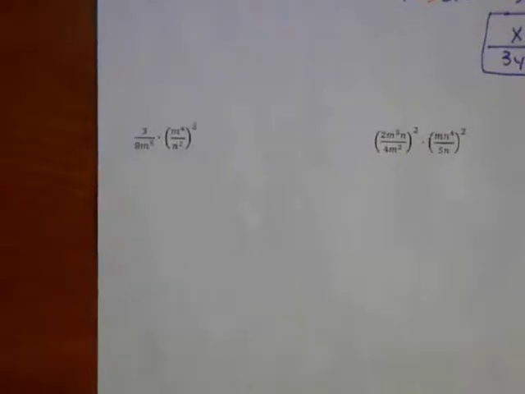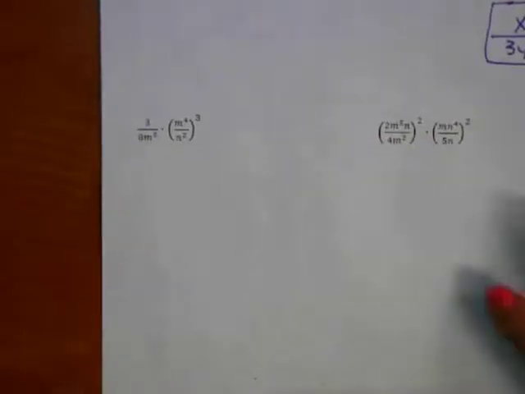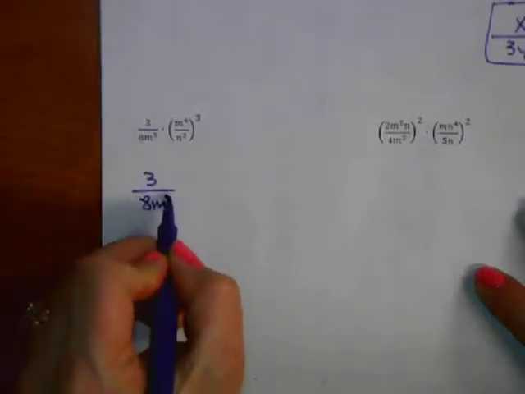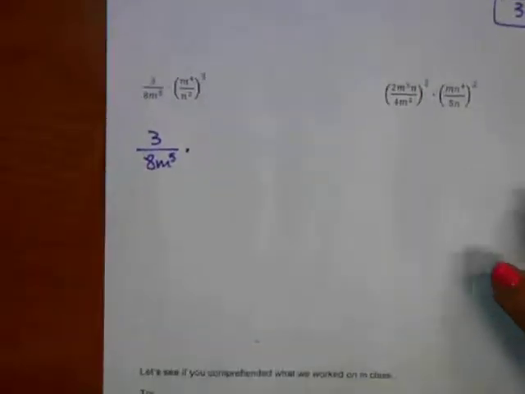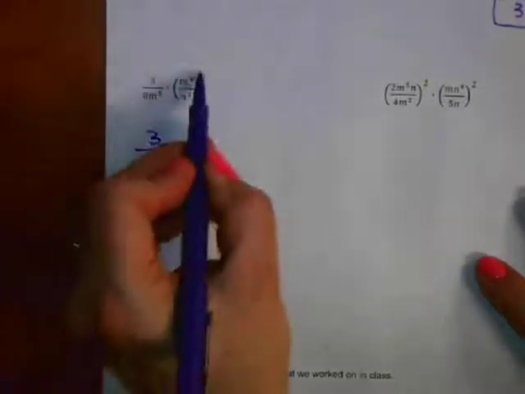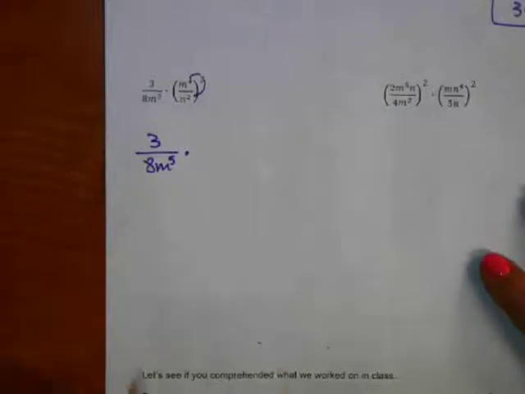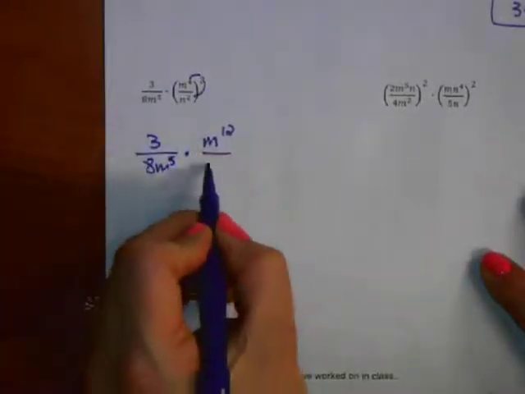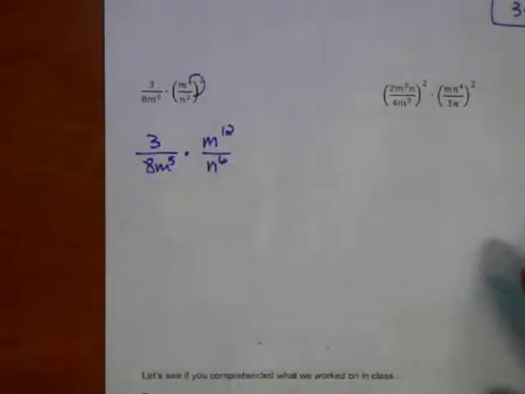All right, let's do a couple more. This one stays the same. There's no parentheses there, so I'm just going to leave that the same. And I'm going to multiply it by this and that. I have to distribute that 3 to both the numerator and the denominator. So I have m to the 12th on top and n to the 6th in the denominator for that fraction.